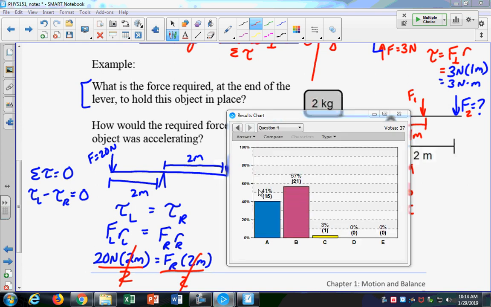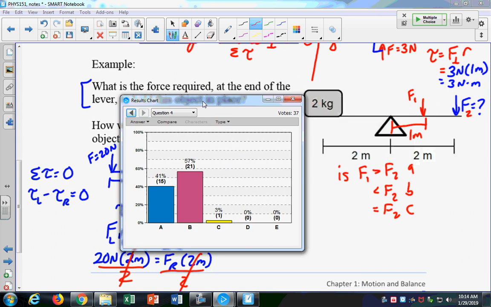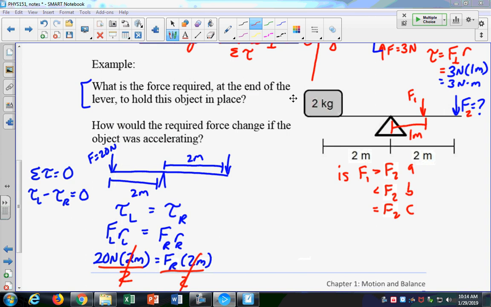I'll show you all the answers. Is that right? Yeah, F1 is bigger than F2. Y'all follow me on that? Let me show you how to work out the math.